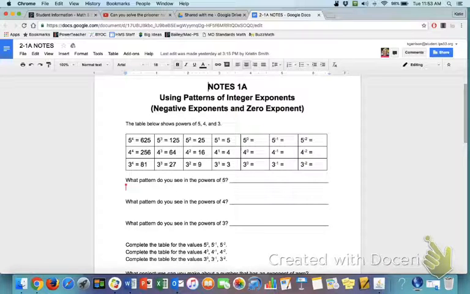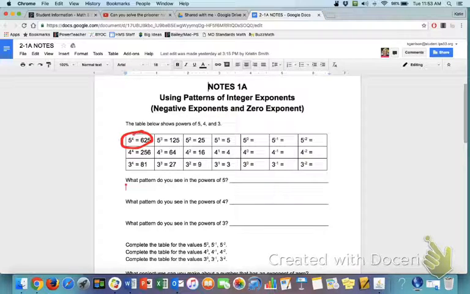Okay, today we're going to start with notes 1A of using patterns of integer exponents. We will end up also talking about negative exponents and zero exponents. Okay, first I want everybody to start by looking at the patterns that you guys see. There's a 5 to the 4th, 5 to the 3rd, 5 to the 2nd, 5 to the 1st, 5 to the 0, 5 to the negative 1st. And I want you guys to look at how the answers are filled in.